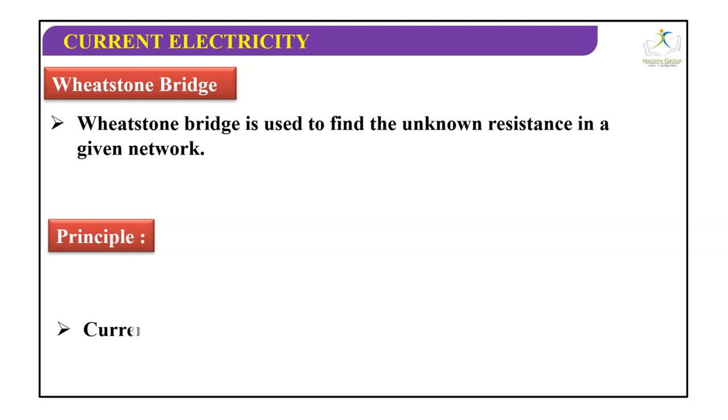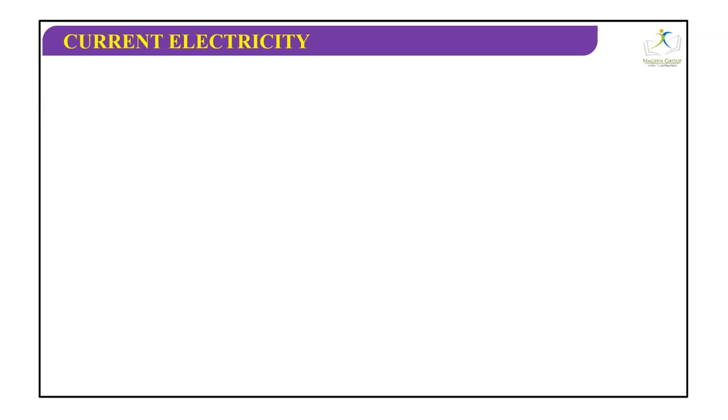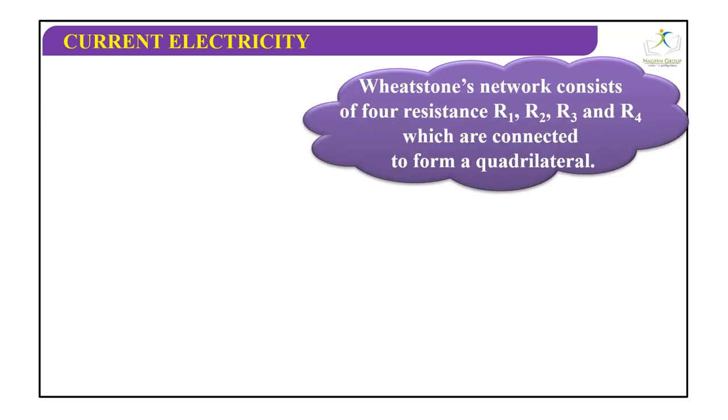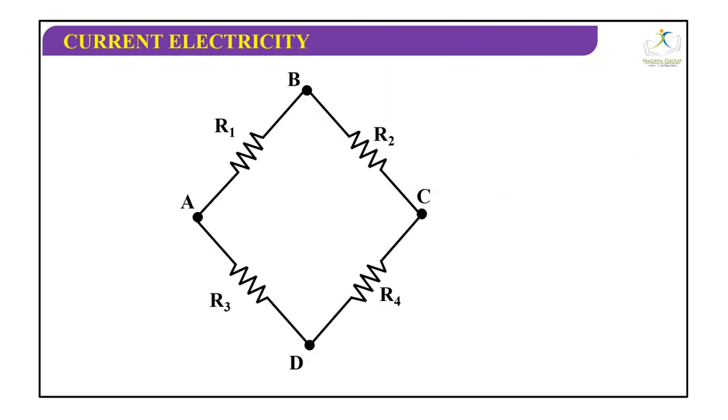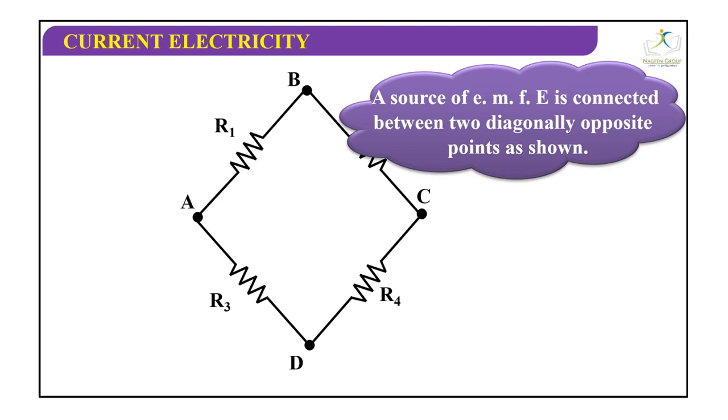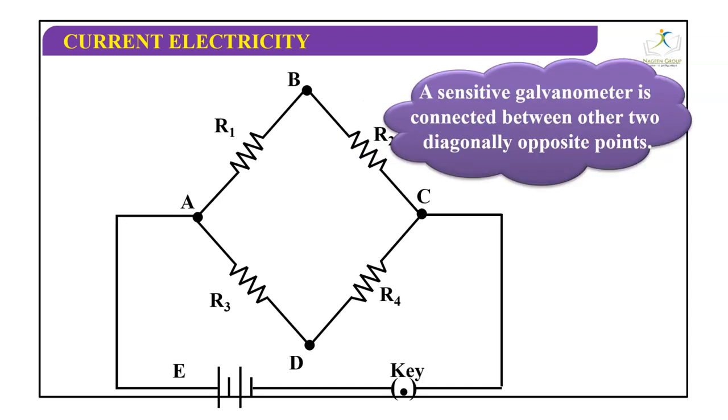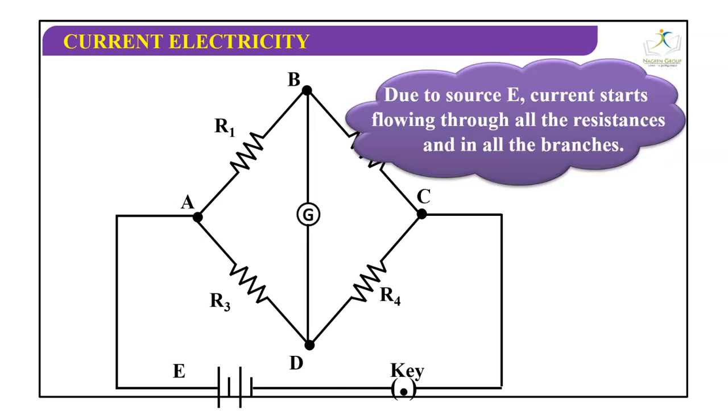Principle: current does not flow between equipotential points. Wheatstone networks consist of four resistors R1, R2, R3 and R4 which are connected to form a quadrilateral. A source of EMF is connected between two diagonally opposite points as shown in this diagram. A sensitive galvanometer is connected between the other two diagonally opposite points.